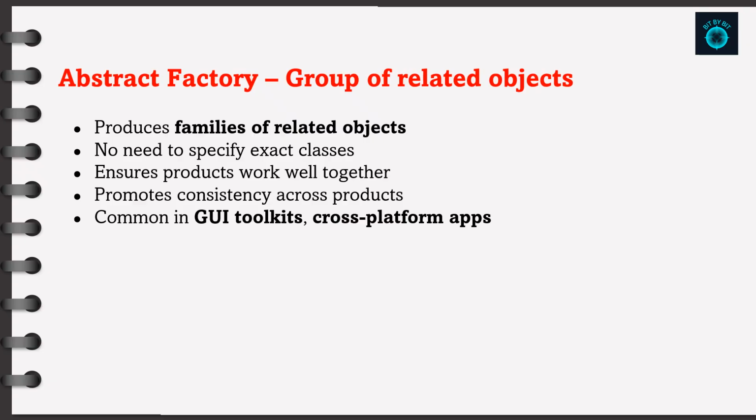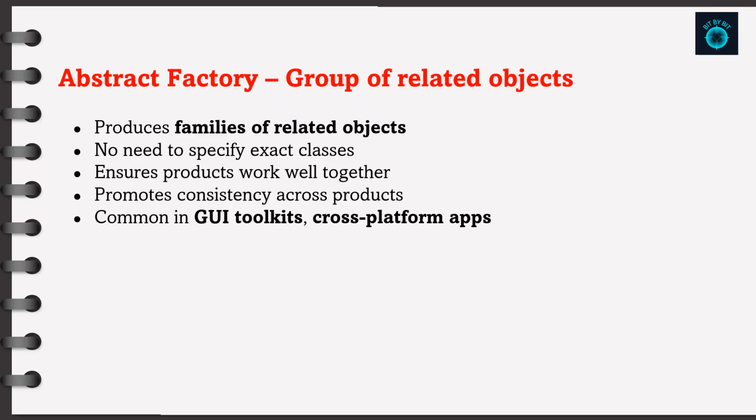This ensures consistency across the components and makes the system easier to maintain. You use this pattern when your code needs to work with various sets of objects that should be interchangeable as a group. This pattern is common in graphical user interface toolkits and cross-platform applications, where you might need different versions of widgets for Windows, Mac, or Linux. But all widgets for a single platform must be visually and behaviorally consistent.